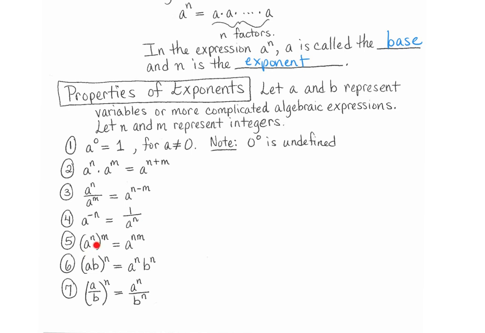A raised to the N, that quantity to the Mth power, is equal to A raised to the N times M. So here you do what to the exponents? Multiply them. Good. When you have A times B raised to the N, that's equal to A to the N times B to the N. A over B raised to the N is equal to A to the N divided by B to the N. These are your properties of exponents.